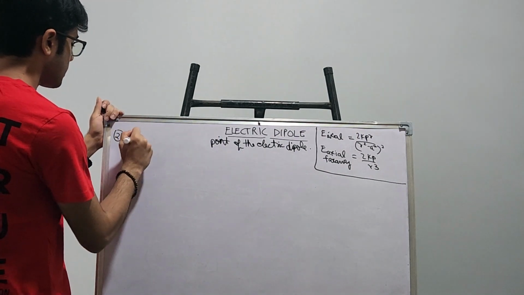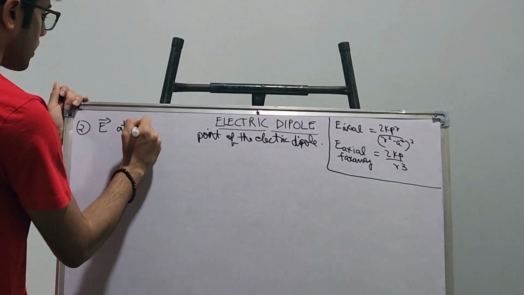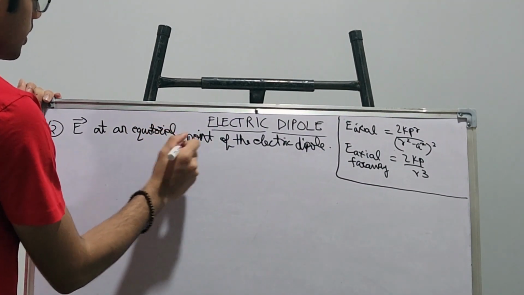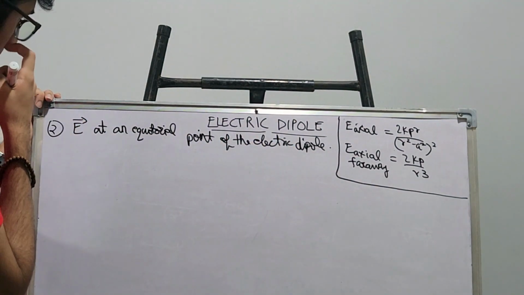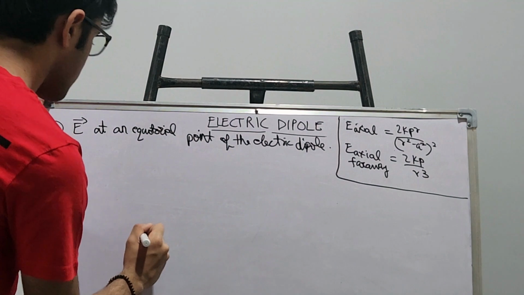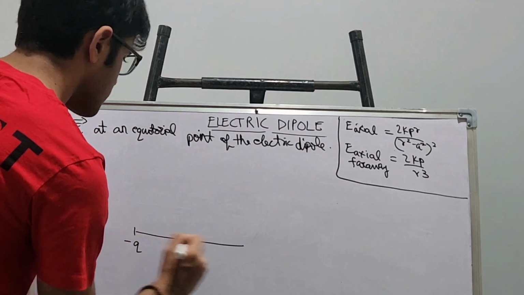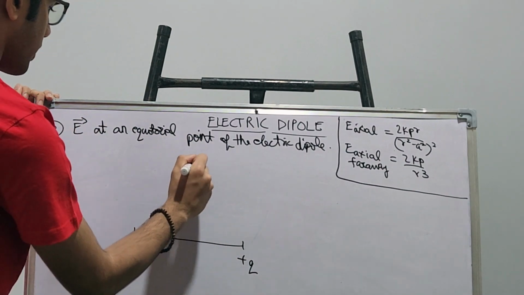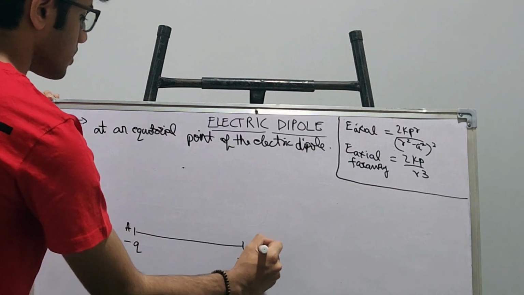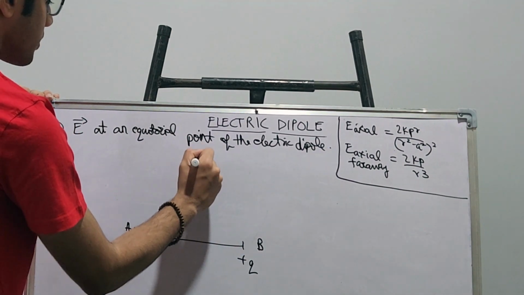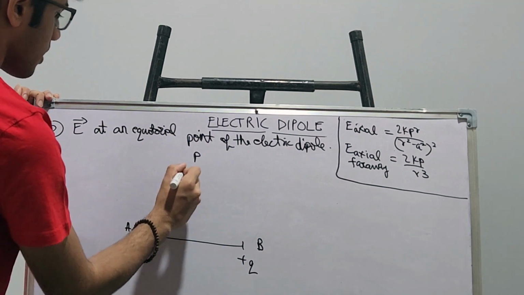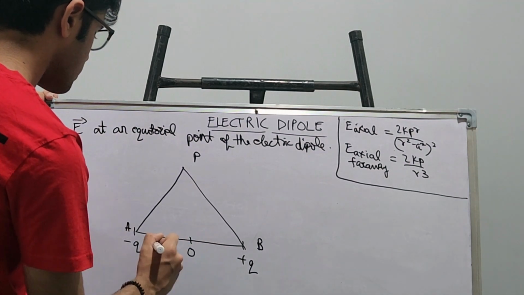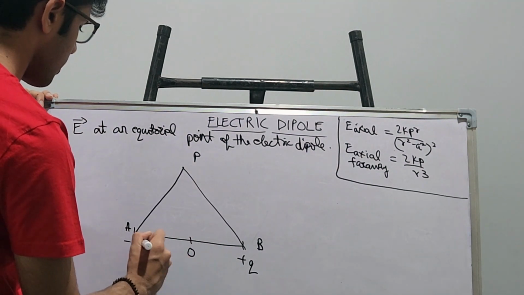Second case is, let's see the electric field at an equatorial point of the electric dipole. Let's say this is minus Q, this is plus Q, this is point A, this is point P, and this is the equatorial point P. The distance, let's say this is O, so AO is equal to OB is equal to A.